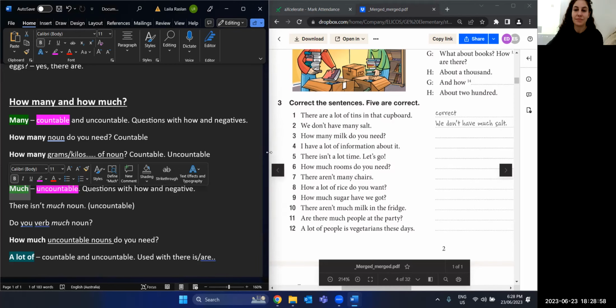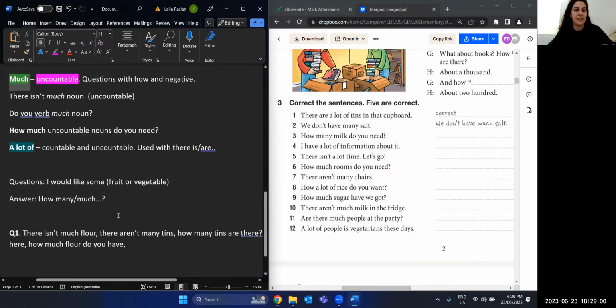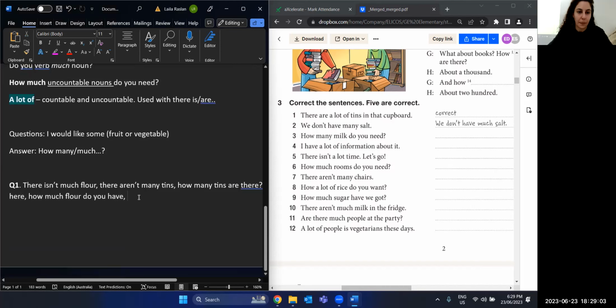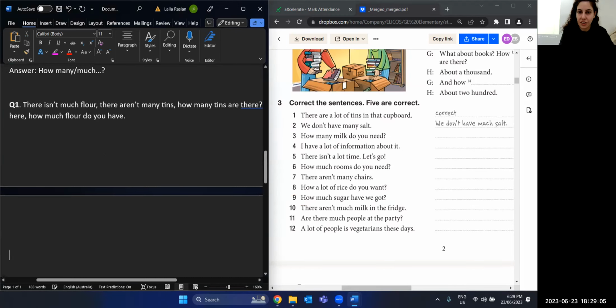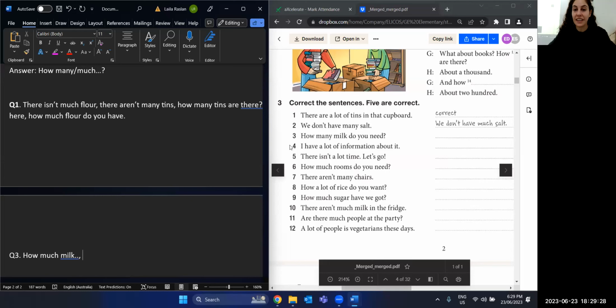3, Roxana. Is it right or do we need to correct this sentence? What do you think? Question 3. How much? Yep, because it's uncountable. So how much milk do we need? Yep. 4, Conrado. All right. Number 4. Oh, it's correct. Yes, I have a lot of information about it. Yep, that's perfect.